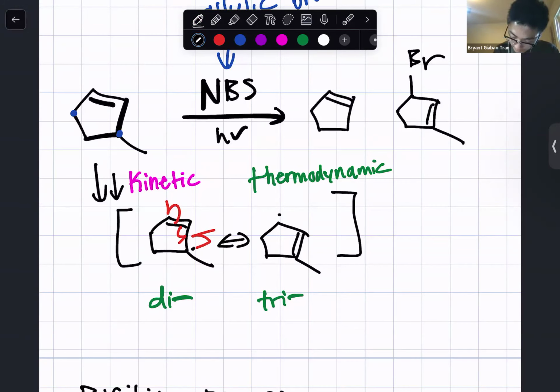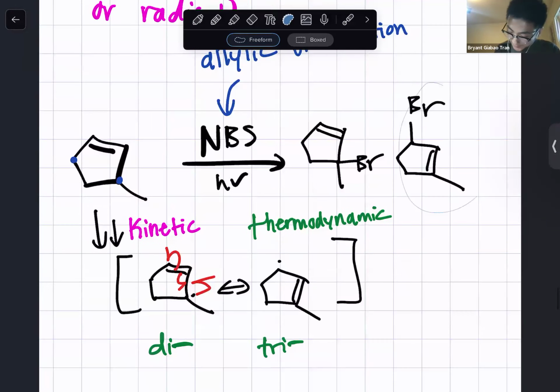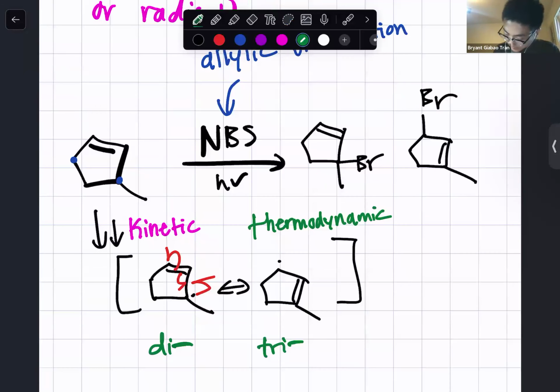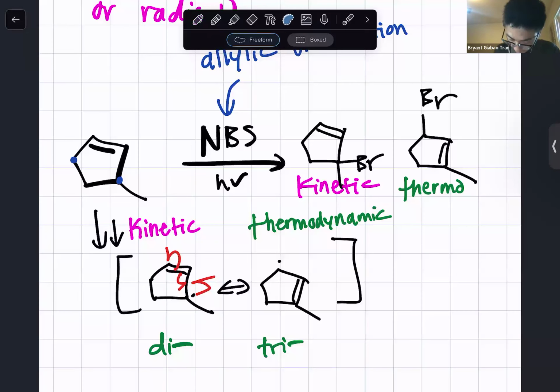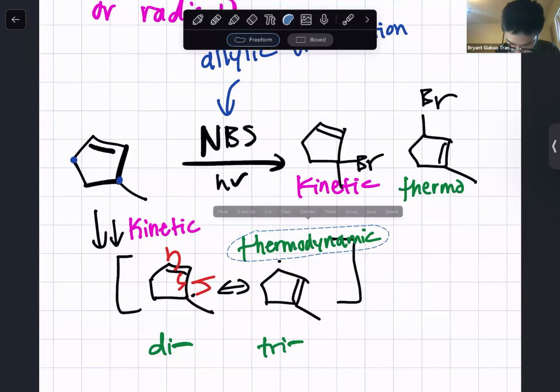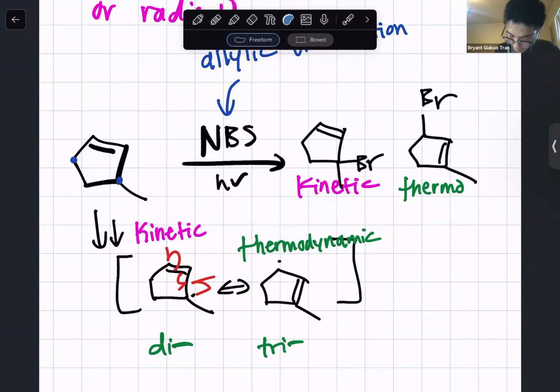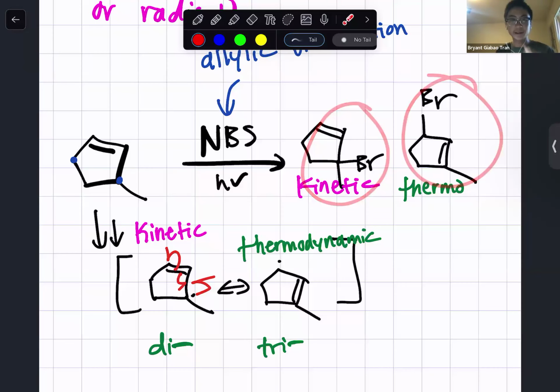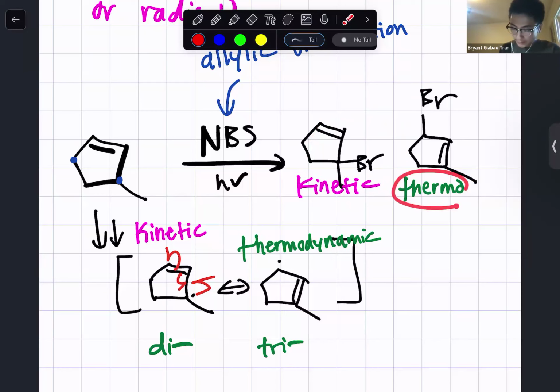The other product is going to be this right here, right? Where this is the thermodynamic product, and this is the kinetic product here. These are your two separate answers there. Thermo meaning that we have a more stable double bond. Kinetic meaning that this bromine came from the more stable radical, more stable intermediate.